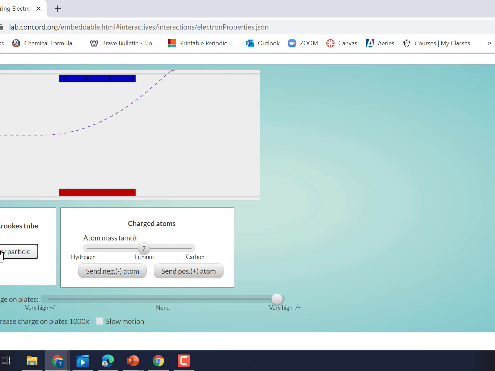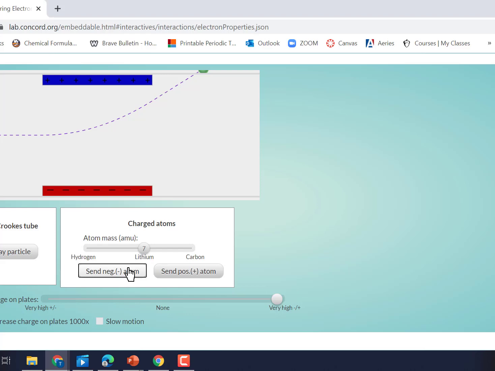Okay? Now, that was a cathode ray particle. Over here, we say it's negative. What happens if I send a negative atom? If I send a negative atom, it should turn up. But nothing happens. Okay? And that's because this is much heavier. I need to increase the charge by 1,000 times before I can get it to turn.